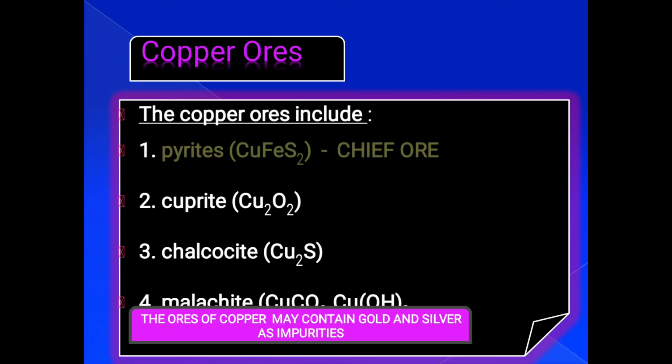So the copper ores that we have, the first one is the pyrite, which is basically the chief ore of copper. We also have the cuprite. We have what you call the chalcocite, and then we have the malachite. And you can see the formulas of those ores from the screen. The ores of copper may contain gold and silver as impurities.